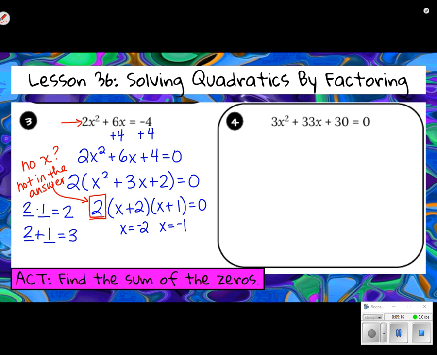Now, if you notice down here, I have this like purple box that says ACT, find the sum of the zeros. The ACT will have you do something extra. They're always like, hey, work this problem, and oh, by the way, before you leave, you also need to do this extra thing. And so one thing that they'll have you do is they'll ask you find the sum or the difference of the zeros, or even the product. Sometimes that happens. So what would happen if I did negative 2 plus negative 1? What would I get? Negative 3. So that is something that the ACT likes to do occasionally.